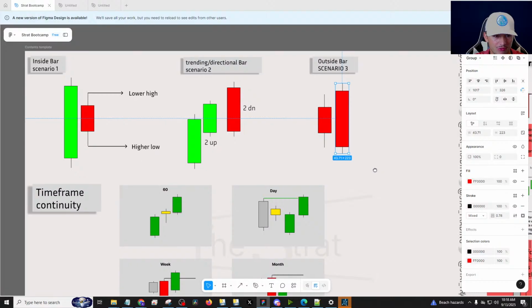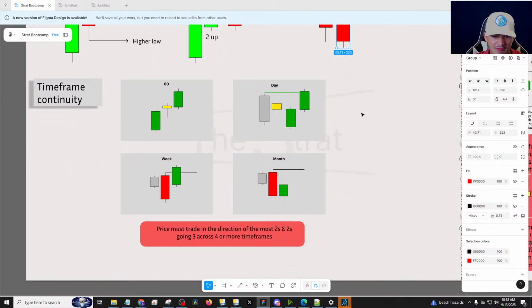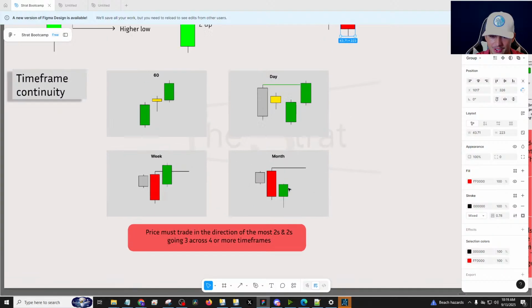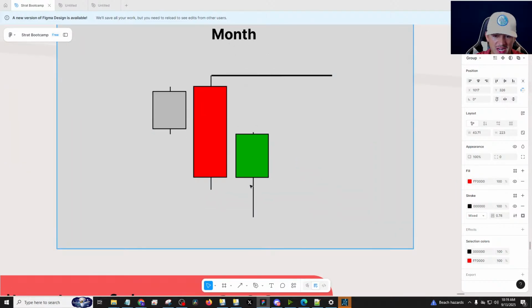We also have a second universal truth. This was the first, the 3 scenarios. The second is that across 4 time frames, price must trade in the direction of the most 2s, which are trends, and 2s going 3, which we can say is a failed trend, a rejection, or just a 2 going 3. All of those mean the same thing. So for example, it's called time frame continuity. If we go to the month, you'll see the month is a 2 down, but it's green.